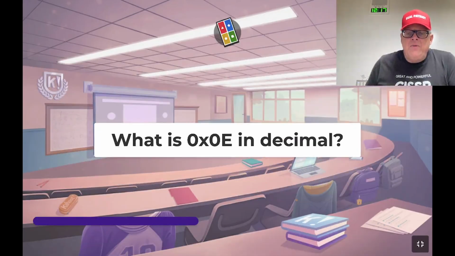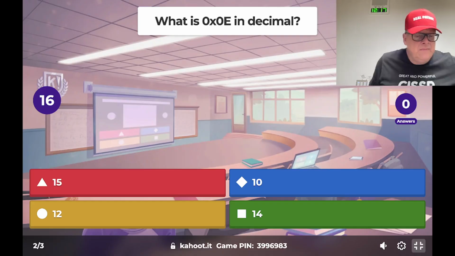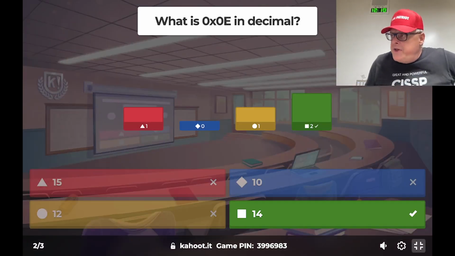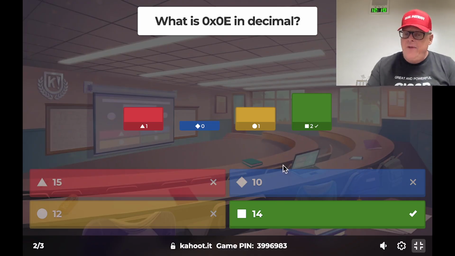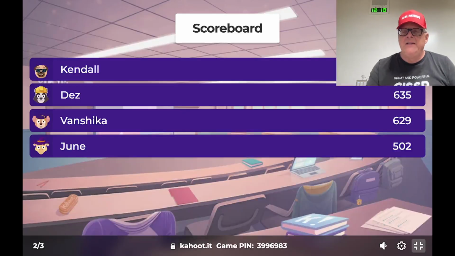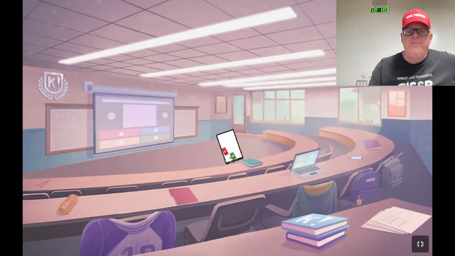All right, how about this one? 0e in decimal, that's a hexadecimal. F is 15 and E is 14. I don't think I've talked about that in this class yet, so you may not know that one yet, but the right answer is 14, and we'll talk about that later. All right, that's part of why these things are extra credit. Sometimes they're not completely fair.